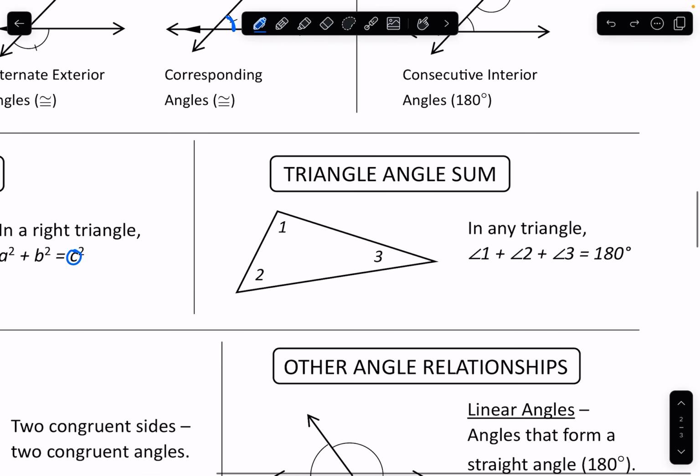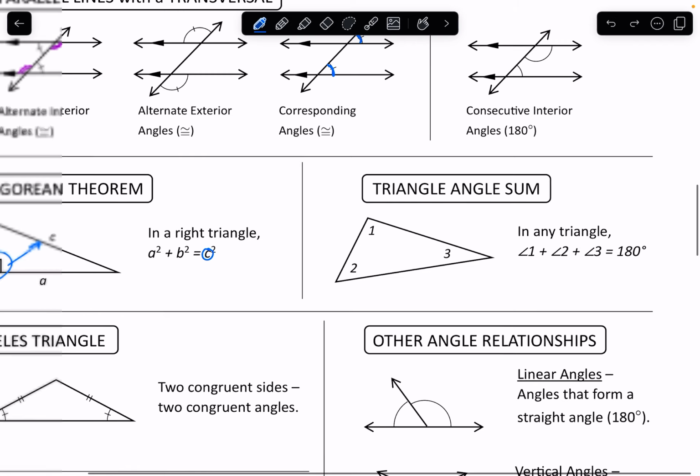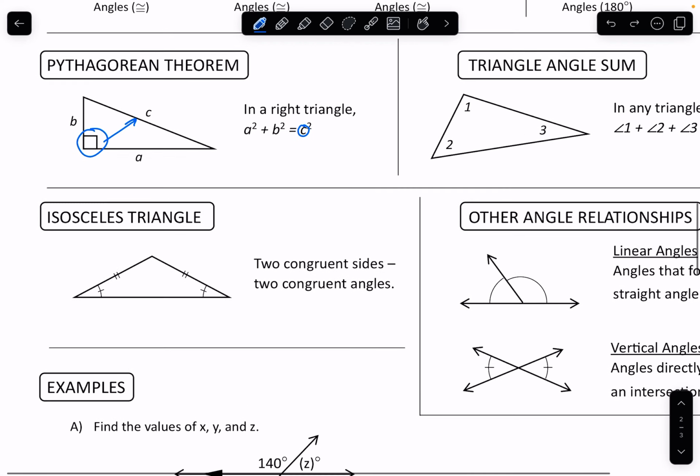Triangle sum, another one that we've used this year and one that you guys are pretty good at. It's one that you tend to remember. The three inside angles of a triangle add up to 180 degrees. We're going to use that one a lot in conjunction with other problems. But that rule is always going to be true.